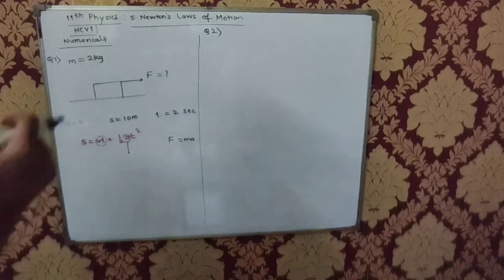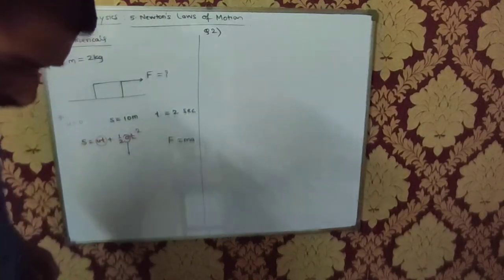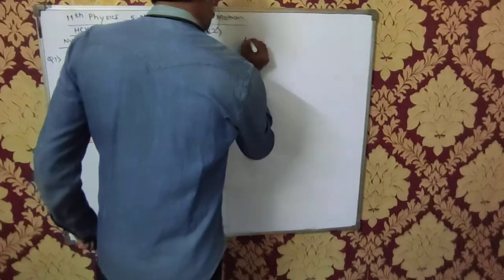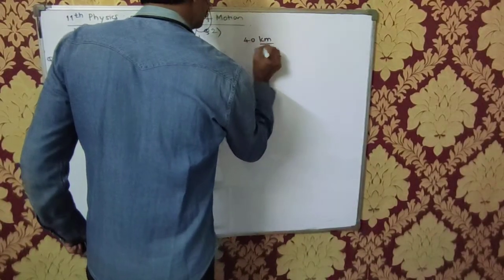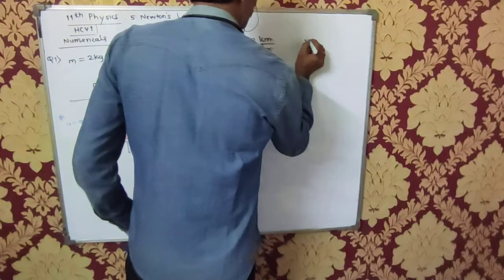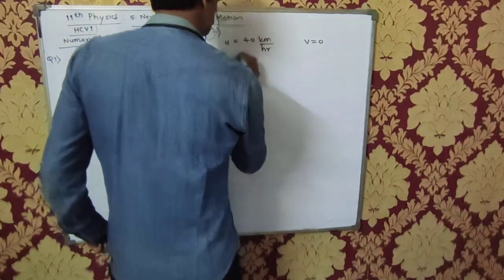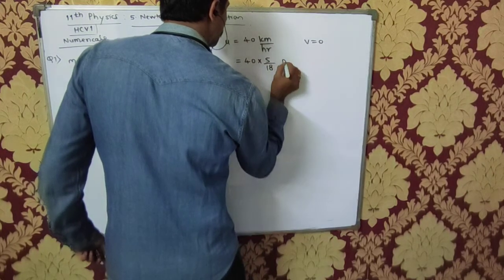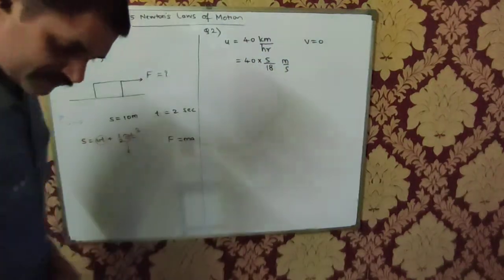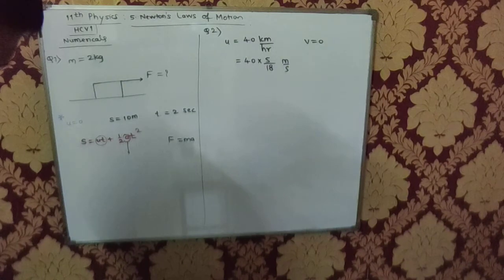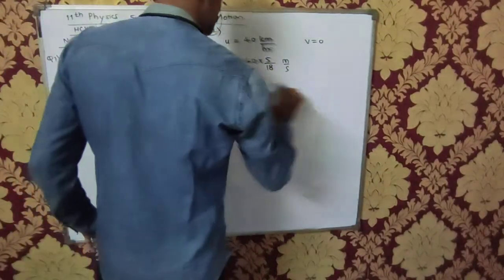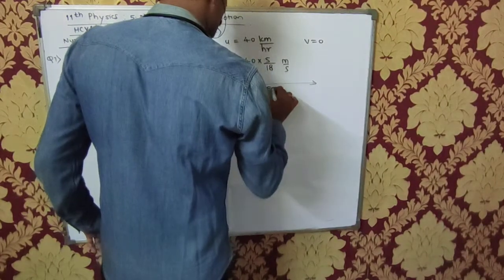Question number 2. A car moving at 40 km per hour is stopped by applying the brakes. 40 km per hour. Stopped, so final velocity is 0. Initial velocity is this much: 40 into 5 by 18. By applying the brakes in the next 4 meters. So this distance is 4 meters.